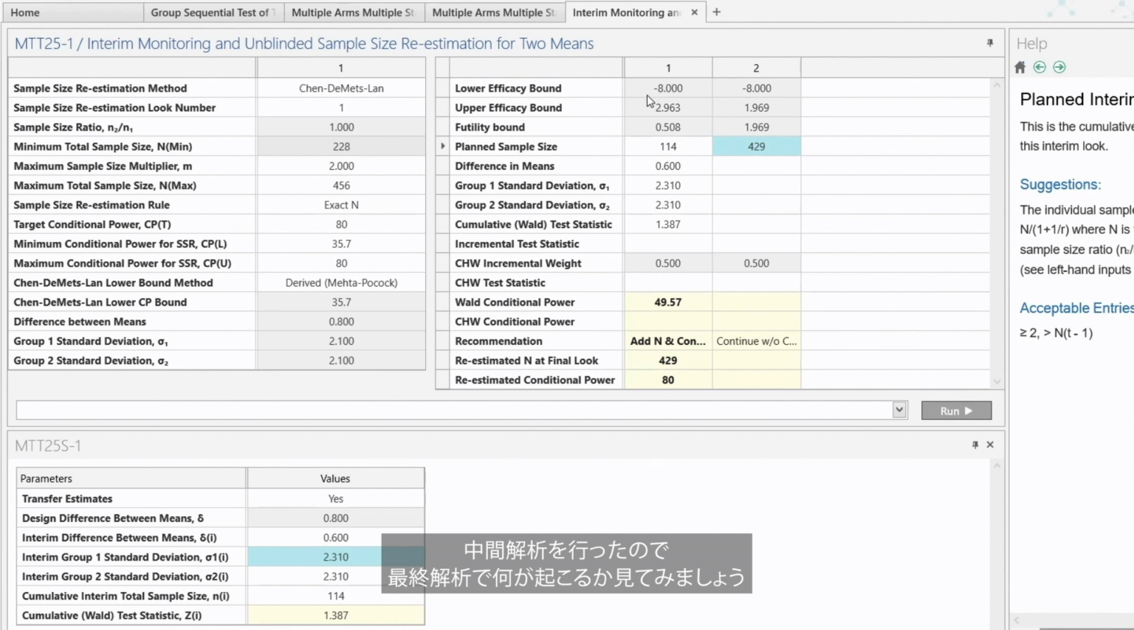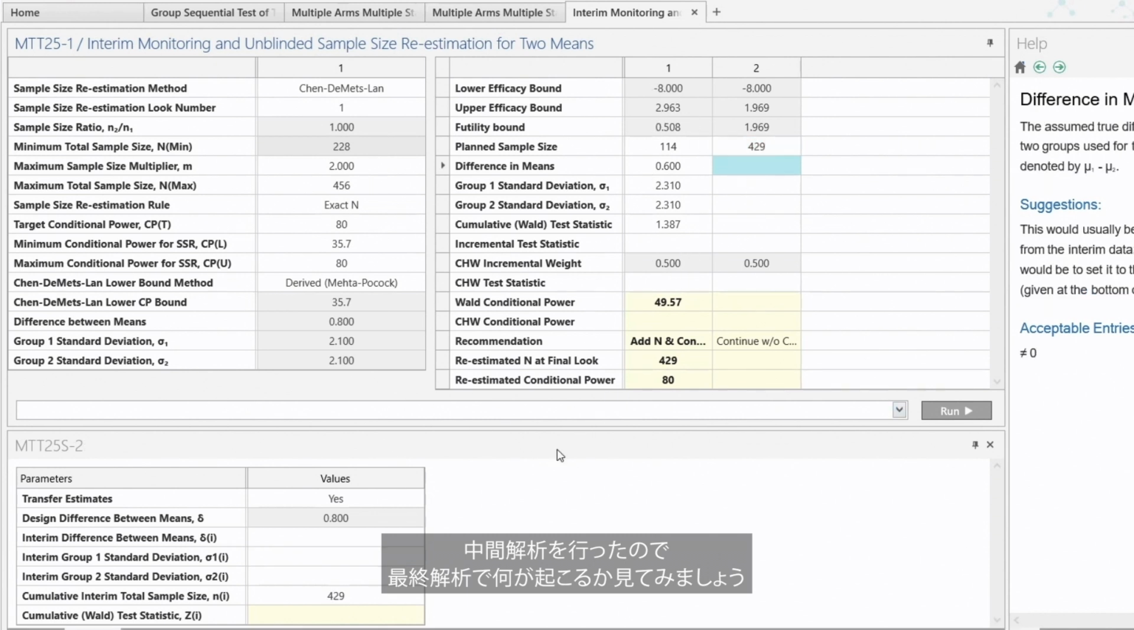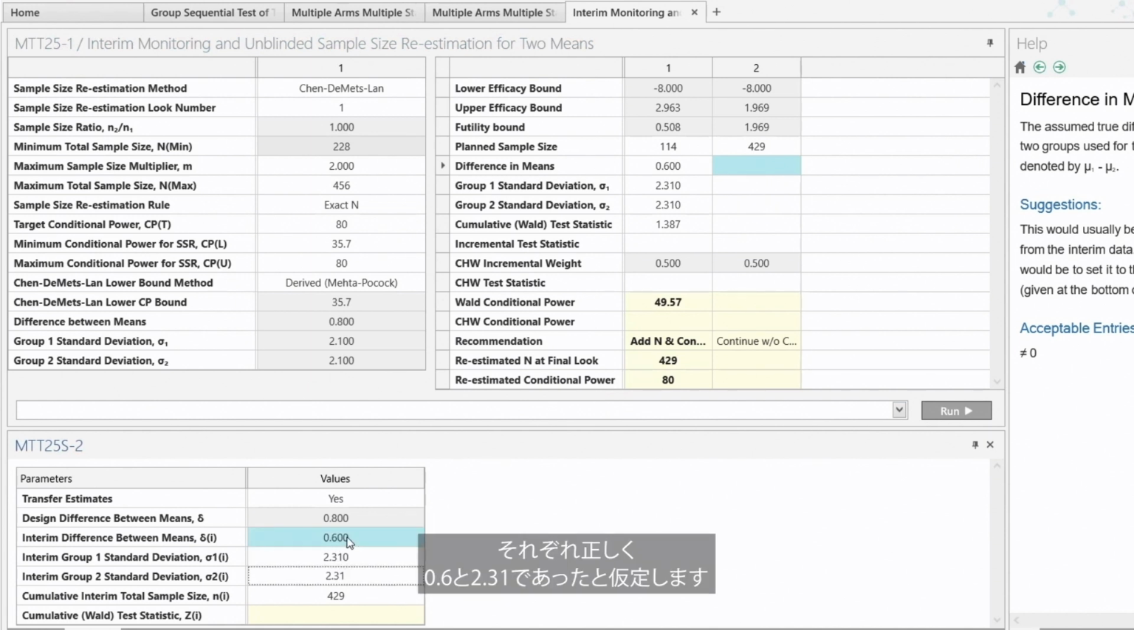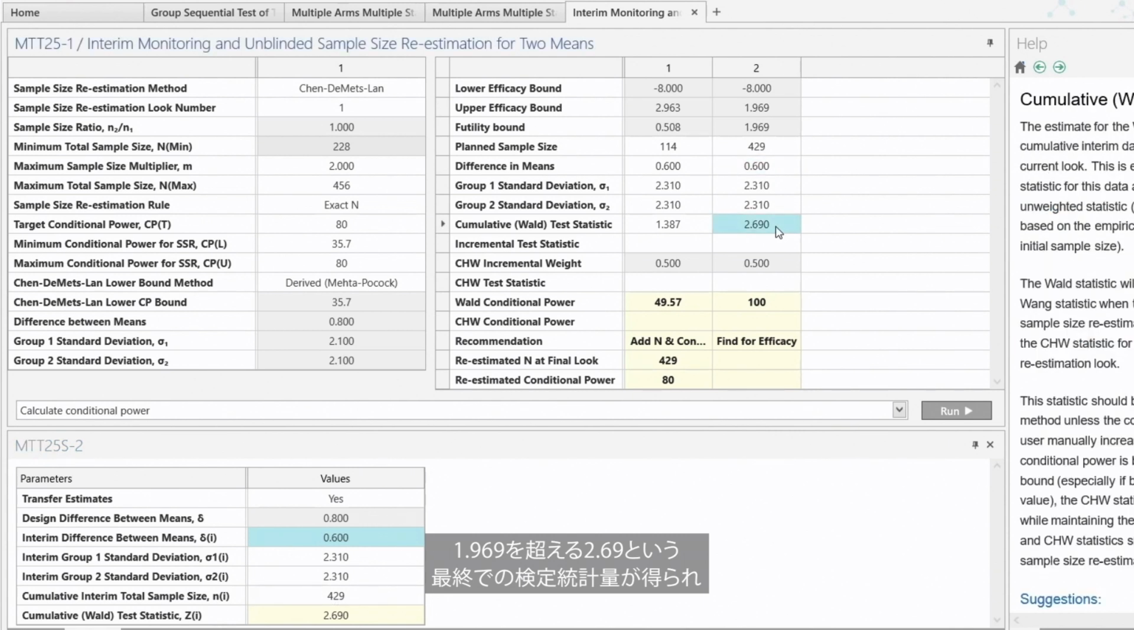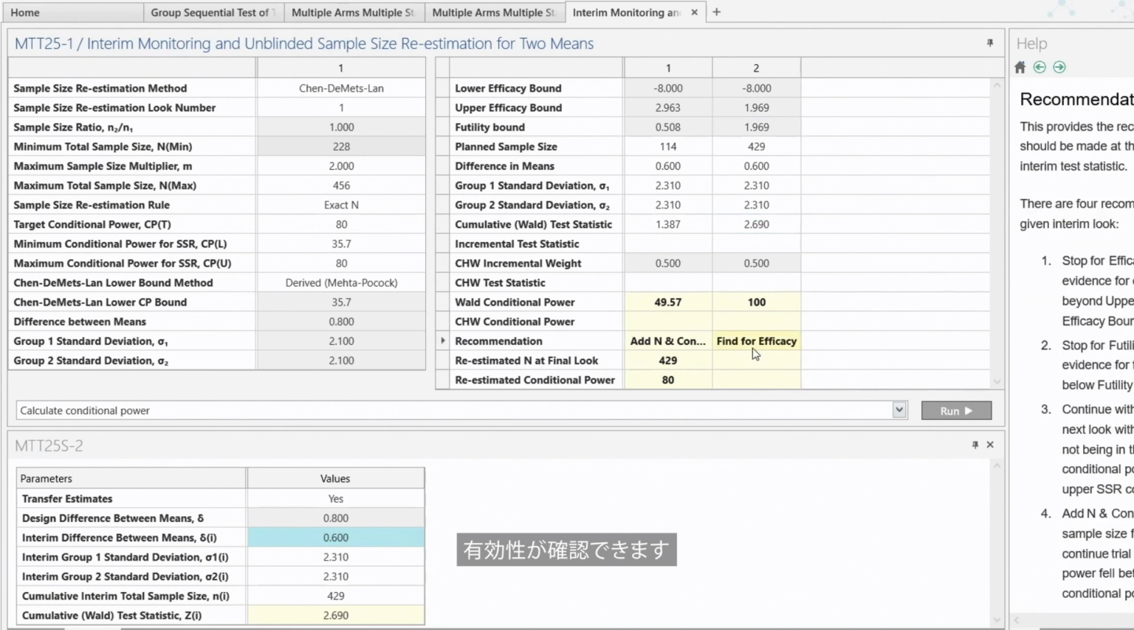Now that we've done the interim analysis, let's see what happens at the final analysis, assuming that the interim effect size and the standard deviations we saw at the interim analysis were the correct ones of 0.6 and 2.31 respectively. We can see that we get a final test statistic of 2.69, which is above 1.969, and thus we find for efficacy.